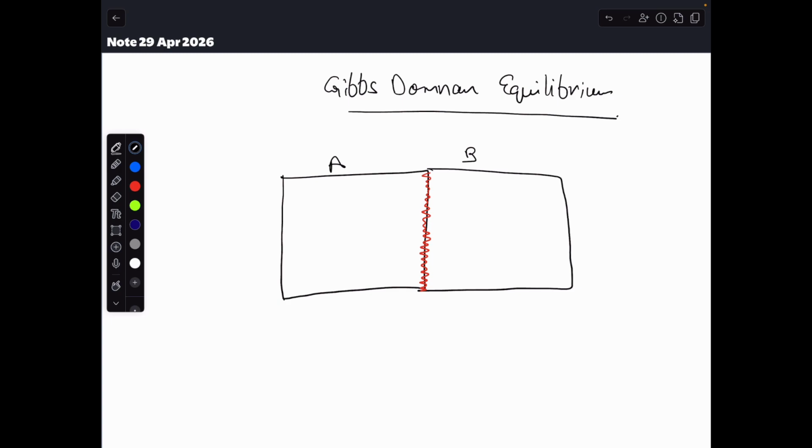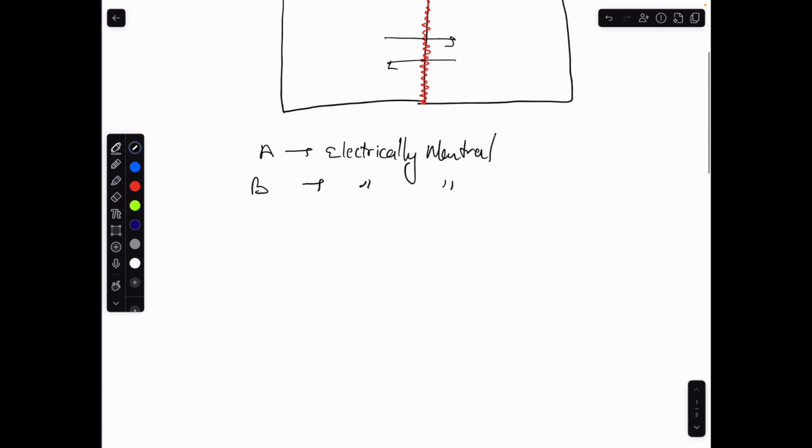That is, compartment A will be electrically neutral and compartment B will similarly become electrically neutral. Now what does this mean? This means that the number of cations and anions in compartment A will balance itself, as well as the number of cations and anions will balance themselves in compartment B. Why does this happen? Because of the redistribution of ions via the semi-permeable membrane, which is separating the two compartments A and B.